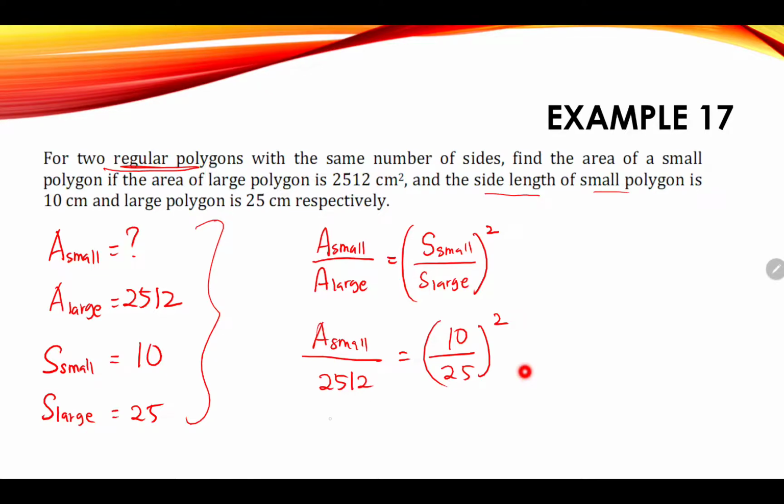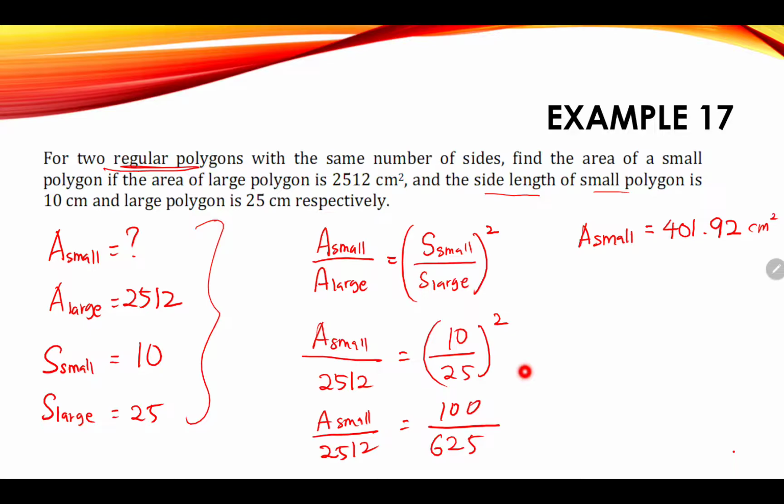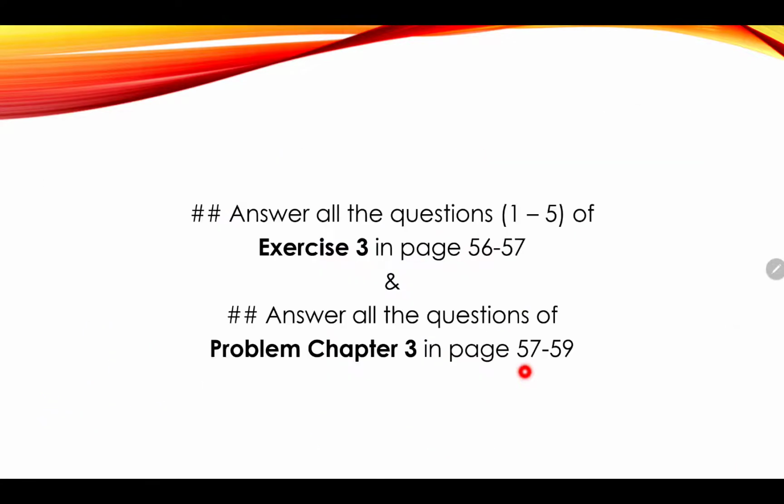So kita dapat dekat sini A small divide by 512, ni 100, 25 kuasa 2 jadi 625. So selesaikan yang ni, dapat A small equals, okay, kita pakai kalkulator dapat jawapan 401.92. Ni area untuk small polygon. Okay, so example 17. So kita dah habis untuk topik chapter 3, okay, polygon.